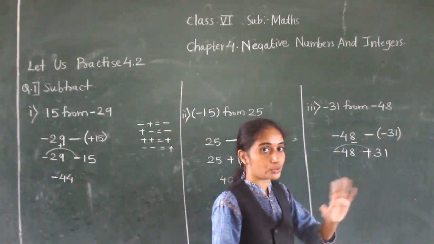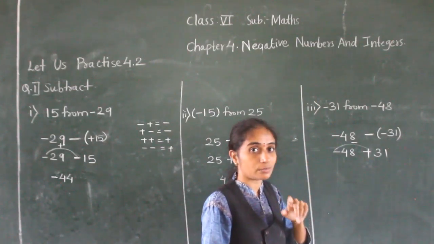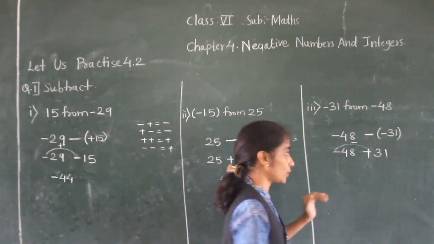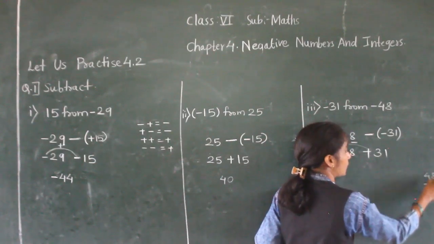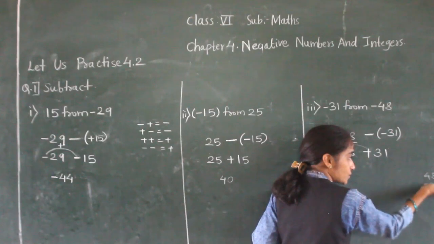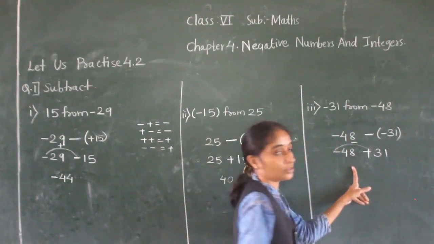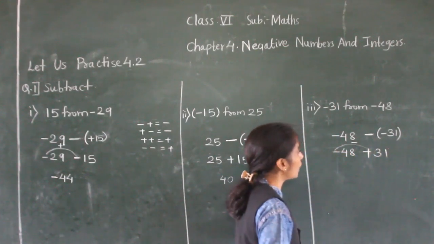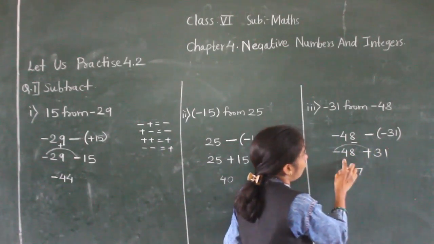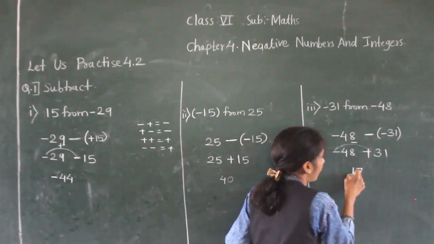48 minus 31. Now we have to do that operation. Minus minus. You can do it as first 48 and 31 with the subtraction. That way also you can write it down right here. Okay, now you can do that subtraction. 8 minus 1, 7. 4 minus 3, 1.